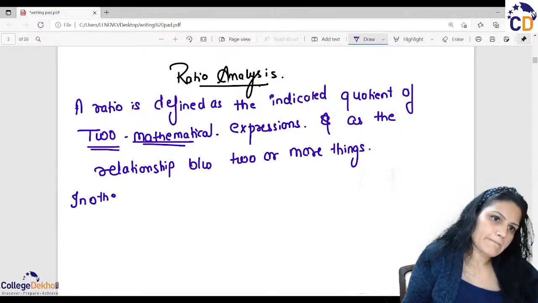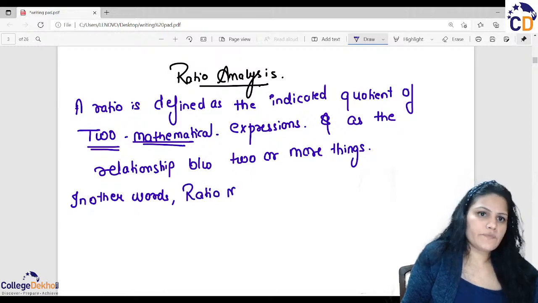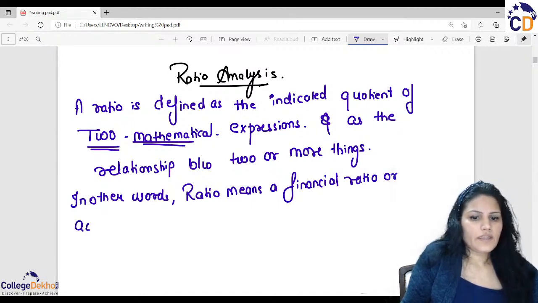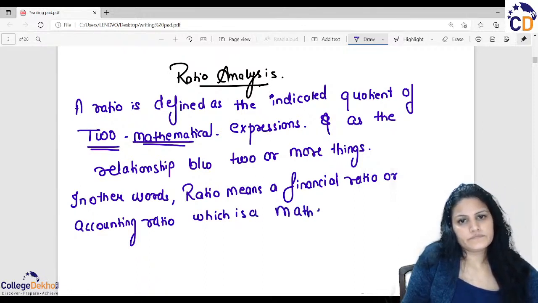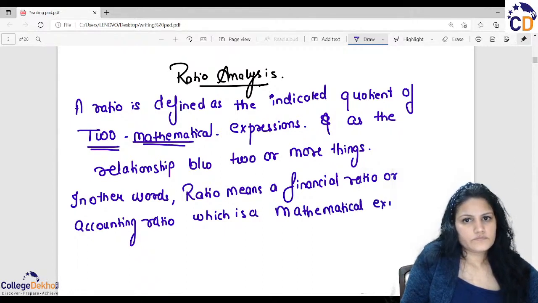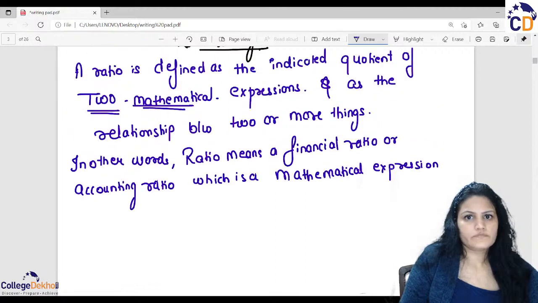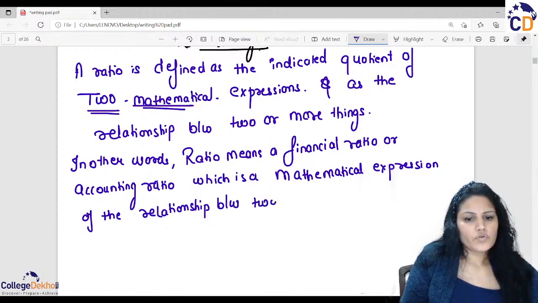In other words, ratio means a financial ratio or accounting ratio, which is a mathematical expression of the relationship between two accounting figures.